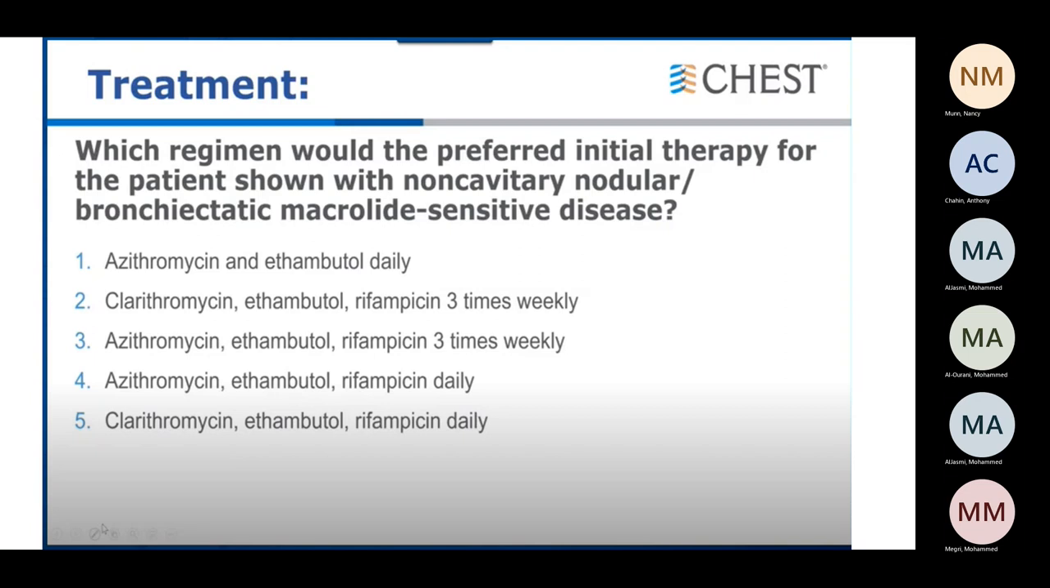You don't use monotherapy, you don't use two agents. It has to be at least 3 medications. And in this case, it will be azithromycin, ethambutol, rifampin. Azithromycin is given once a day. Yeah, and clarithromycin is given twice a day. Exactly. And the drug-drug interactions are more with the clarithromycin. This is just to make it easier. Right.